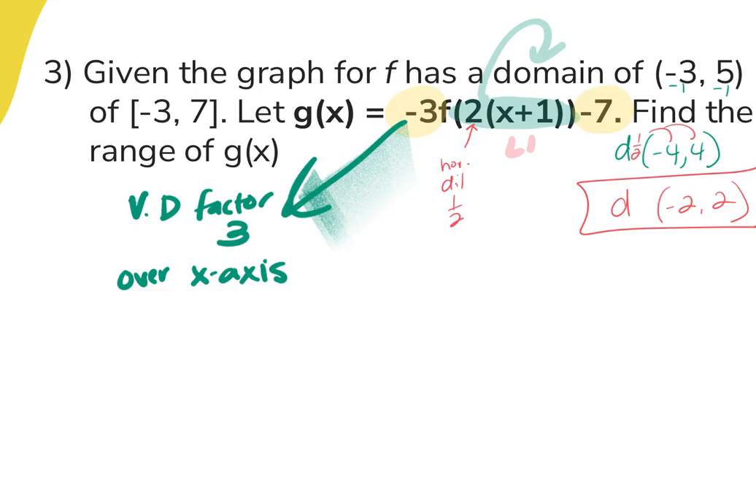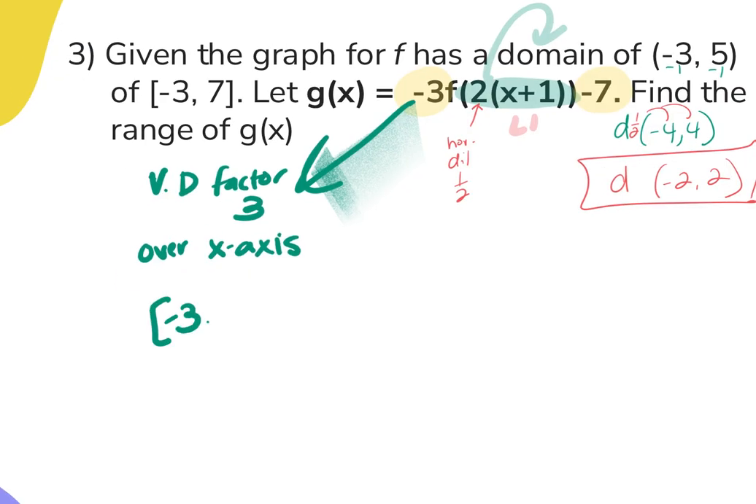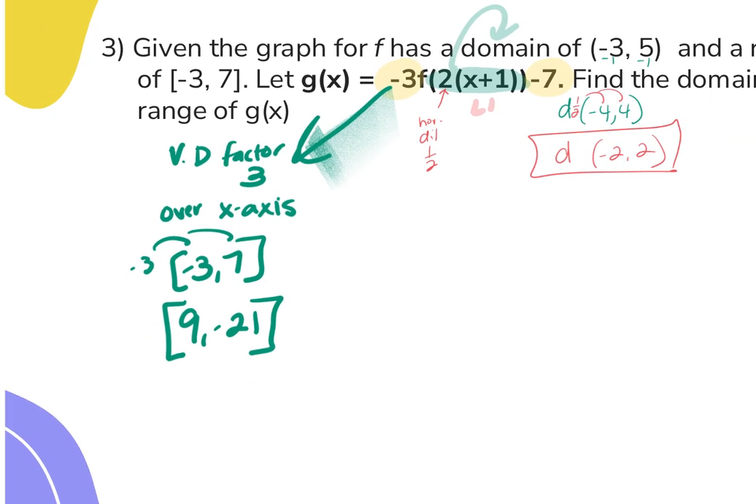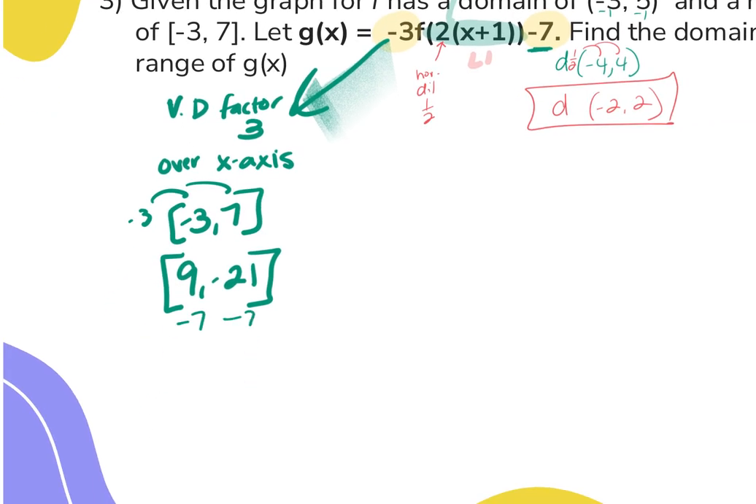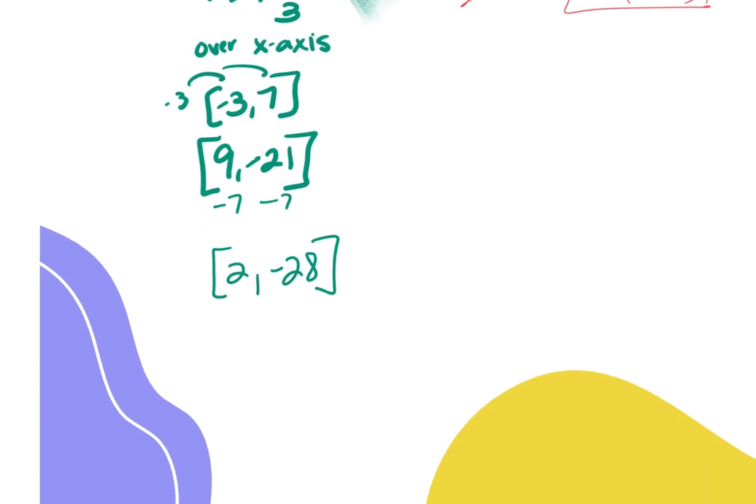So I'm going to take the negative 3 and multiply it times my range. So negative 3 in here is 9, negative 21. And then I apply my vertical shift, which a minus 7 on the outside means? Down 7. Subtract the 7. Oh, they're both negative. Sorry. Negative 28. Yep, I didn't even read my own negative. Is that in the right order? No, I got to switch it.